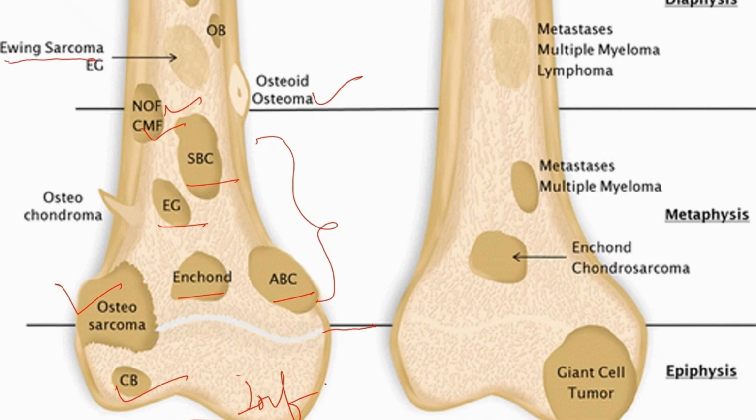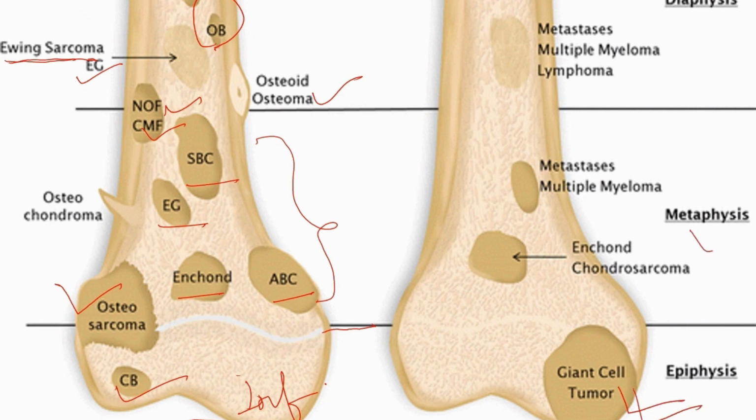So Ewing sarcoma is the malignant lesion, eosinophilic granuloma and ossifying bone lesions. So these are the diaphyseal lesions, whereas in more than 30 years of age, epiphyseal lesion is more common, and this is the giant cell tumor. So this is the more common giant cell tumor.